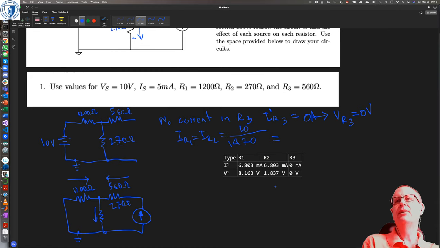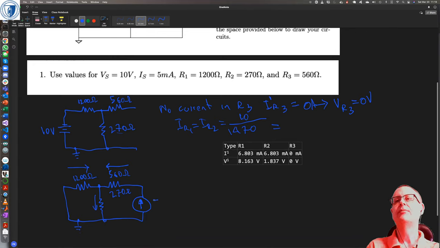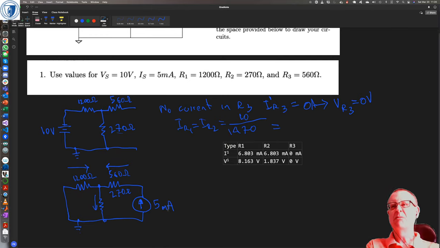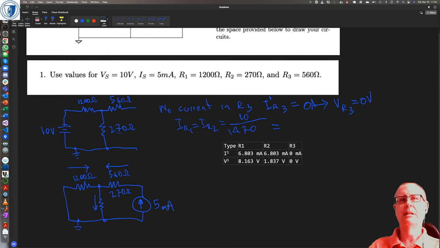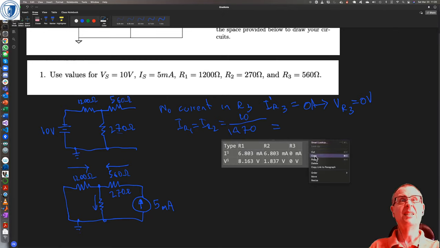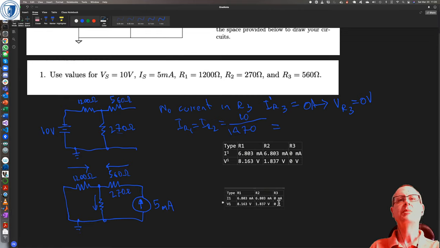Okay, so now, what was IS? I've forgotten what IS was, 5 milliamps. So let's have a look at what that means. Well, 5 milliamps, let me just turn that off. So that means we have 5 milliamps flowing through, let's just copy the whole thing and paste it down there. So I'm just going to delete those values. And now this is the second version of the voltages and the currents, right?